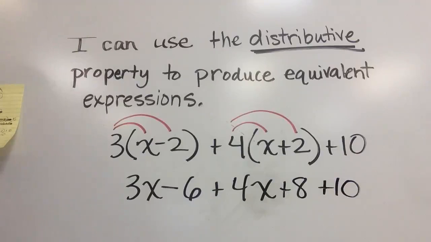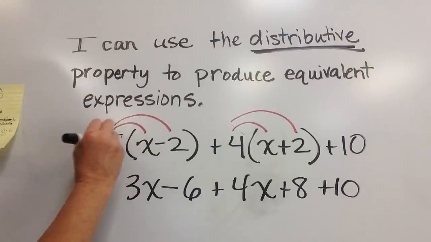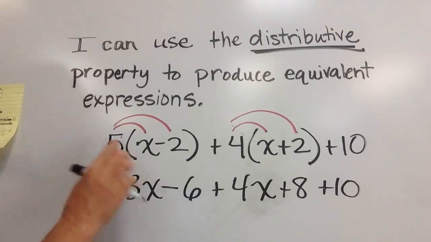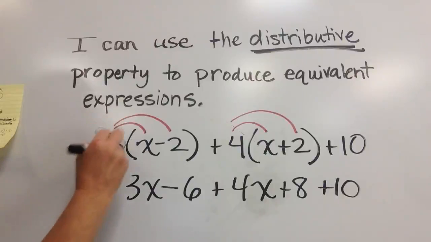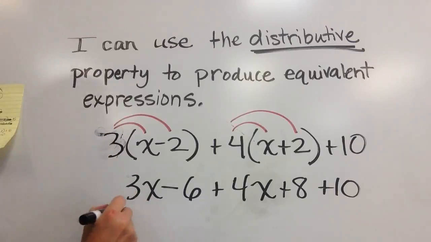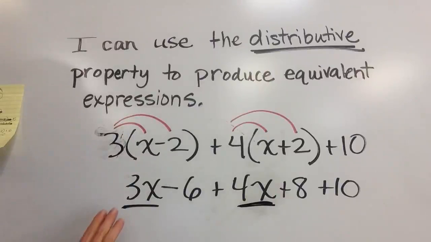Now I'm going to combine like terms at this point. So we're going to combine our x's. Remember, you can only combine terms that have the same variable. Both of these have an x, so I can combine them. Positive 3 plus a positive 4 gives me a positive 7.